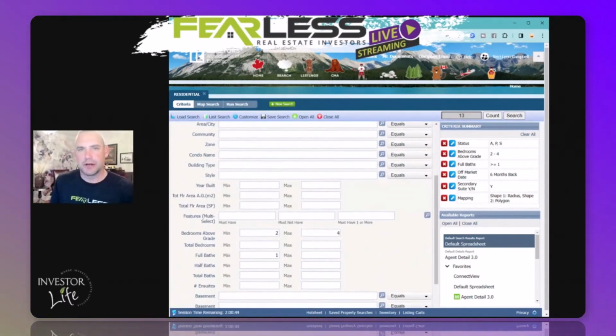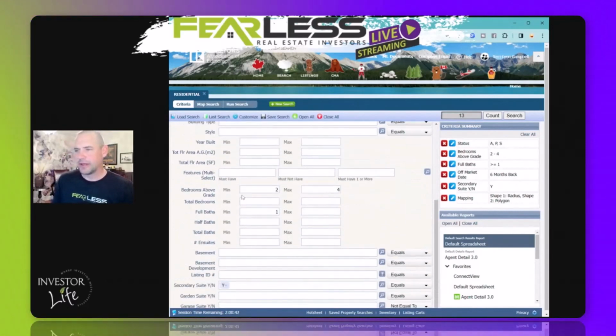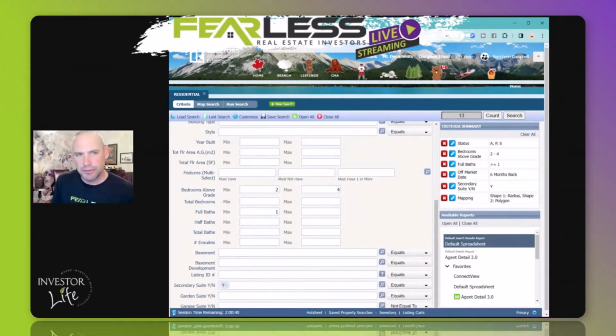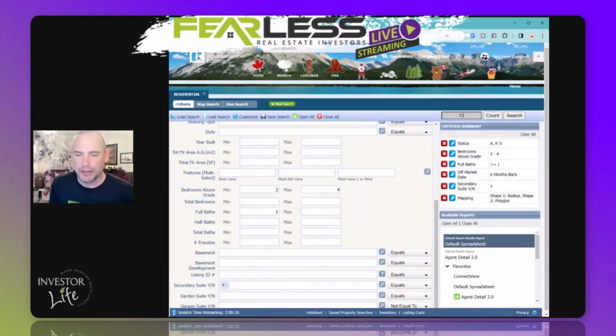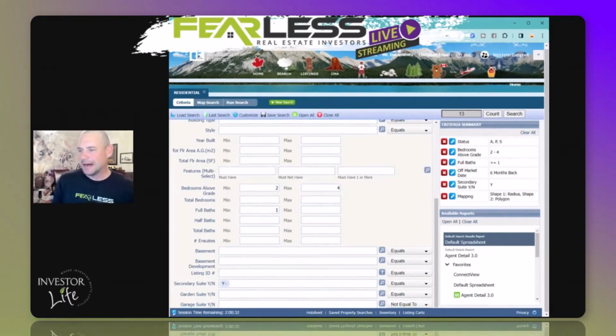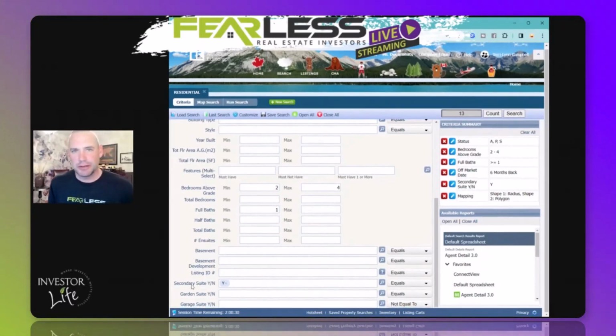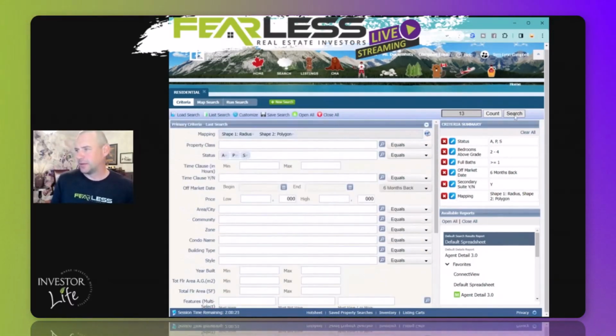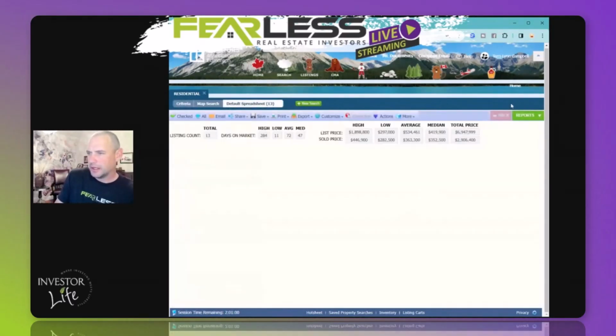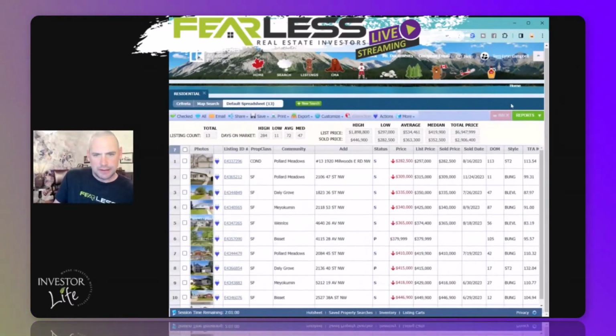Now, what other criteria? Let's say that I want something with a minimum of 2 bedrooms, a maximum of 4. I want at least 1 bathroom. Pretty much every property, as you know, would have at least 1 bathroom, so that's kind of useless. And maybe I want a secondary suite. So I put in yes, it has to have a secondary suite for me to be interested in it. So let's see what's available. We're going to go search. And this is what comes up.